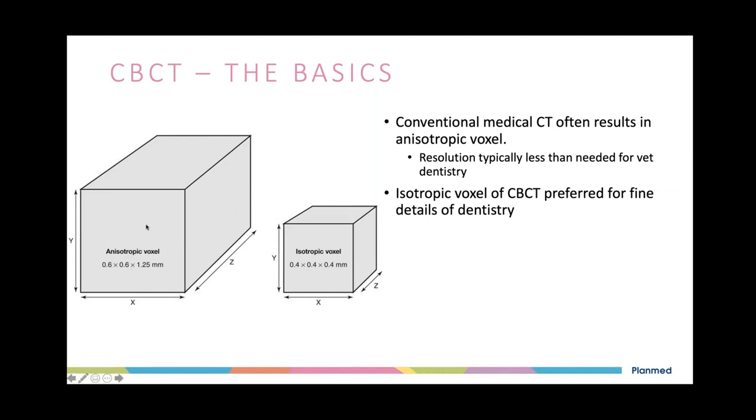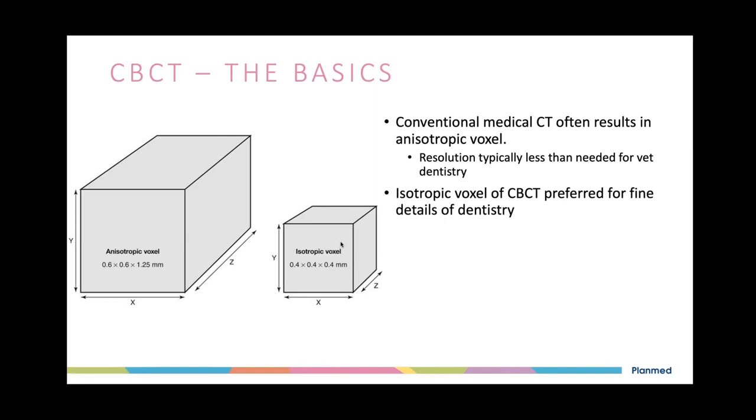So, medical CT, and I'm going to mess up the pronunciation of this word, I'm sorry: anisotropic voxel versus isotropic voxel. Medical CT usually results in an anisotropic voxel, which is longer in the z-axis, whereas the isotropic voxel, which comes out of cone beam, has equal sides all the way around. It results in better clarity and better detail, which is usually what is needed for dentistry.